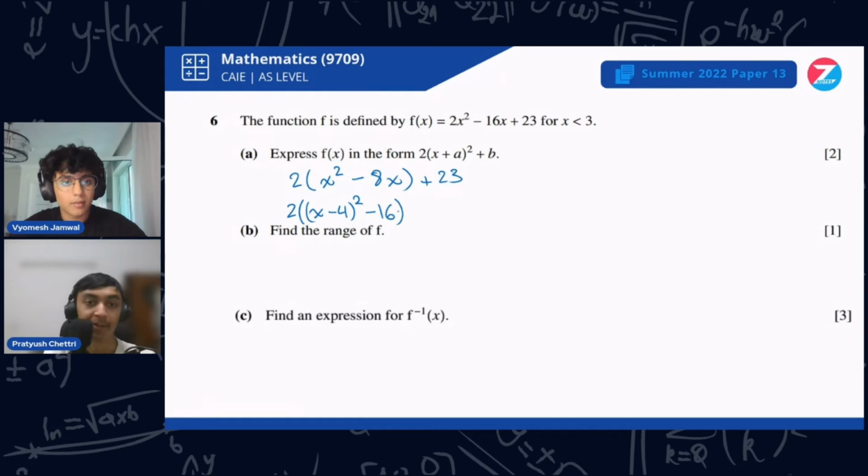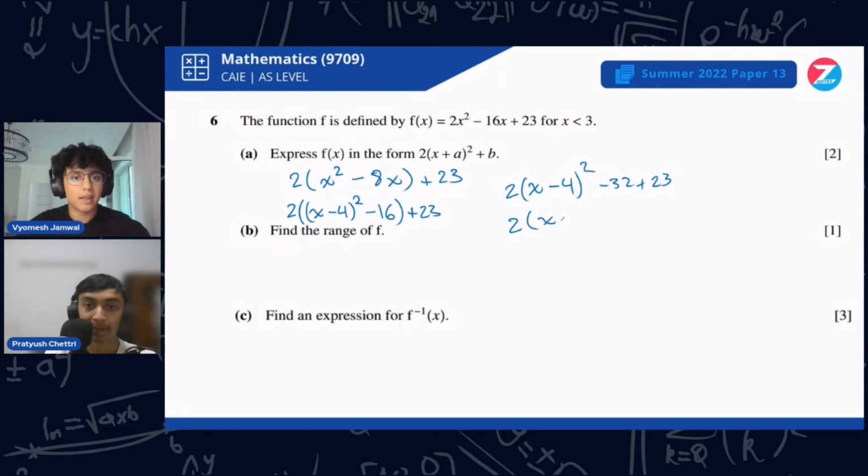Because minus 4 squared. Plus 23. And simplify that, and we're done. That's it: (x minus 4) whole squared minus 16, so minus 32 plus 23. So basically 2 times that. That is negative 9. Minus 9. Epic. So that's the first question done.